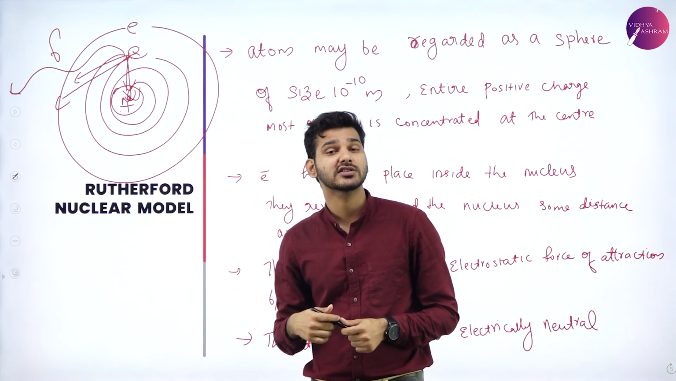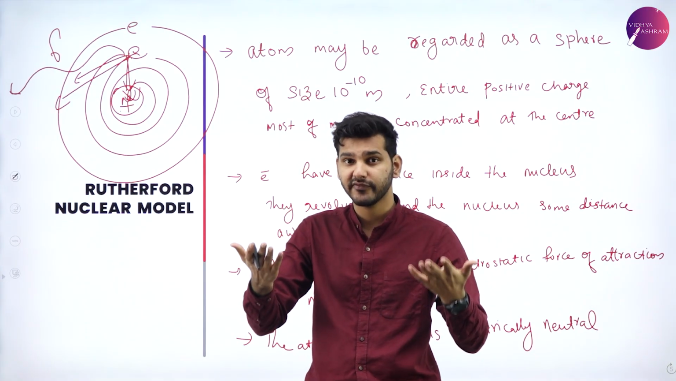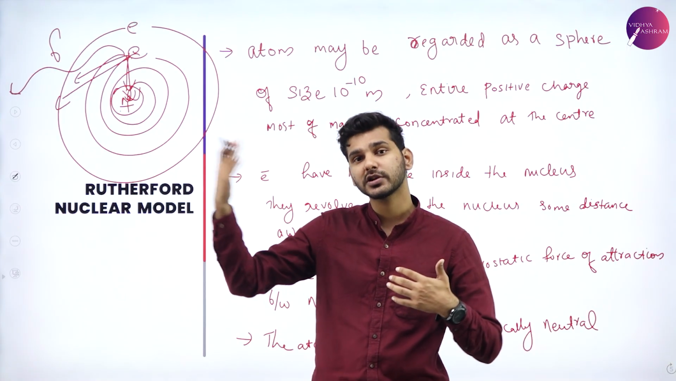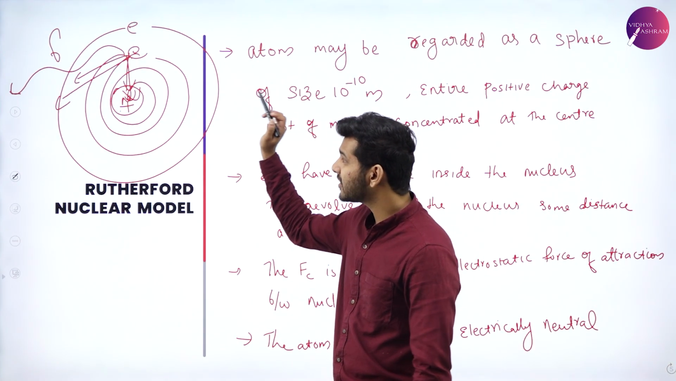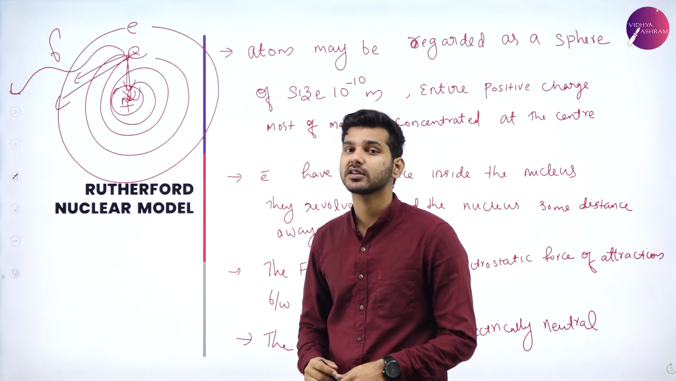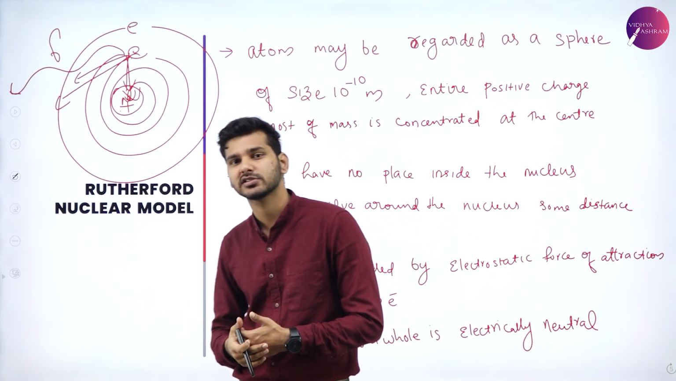Again, we know that that is also not true, because electrons jump from one orbit to the other orbit. In Rutherford's model, it was not allowed. Electrons were perfectly fixed in their respective orbits. So again, this was also a drawback.